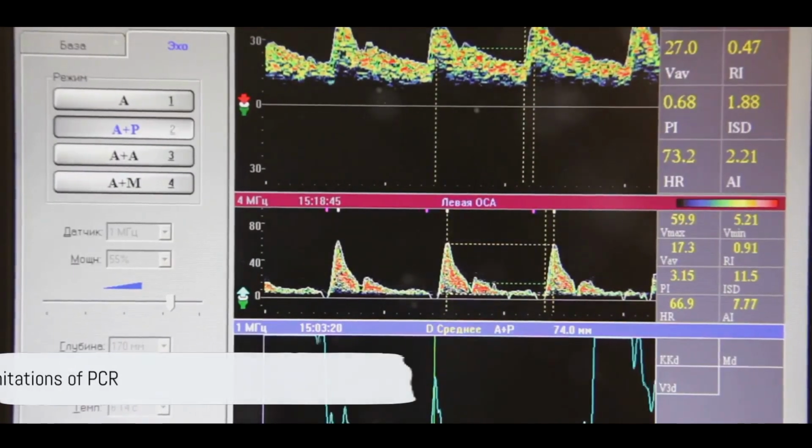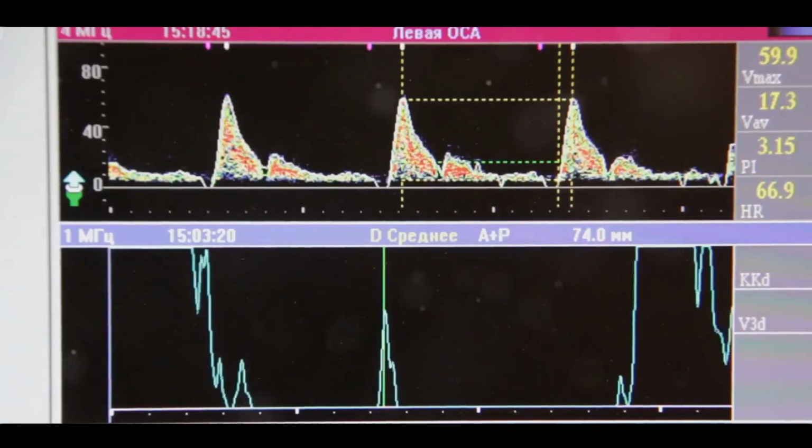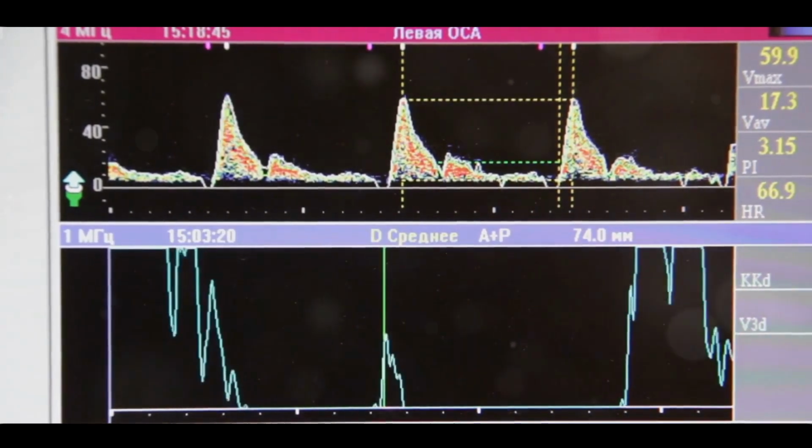Remember though, PCR is not without its limitations. One of the main drawbacks is that the principal components can sometimes be hard to interpret, as they are combinations of the original variables. So while PCR simplifies the analysis, it can complicate the interpretation.